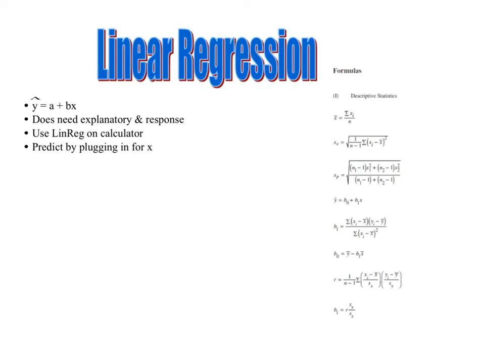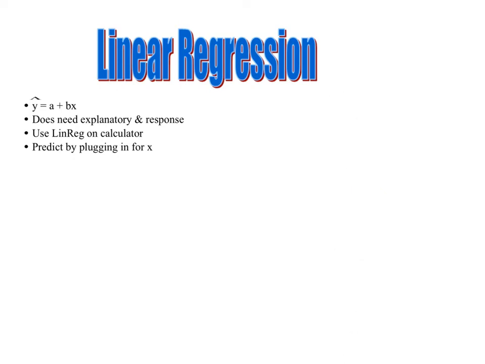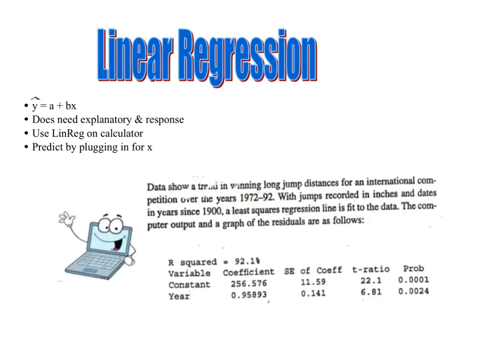Let me also talk about computer output that we have done with this. If you recall our Minitab output, this is an older problem, obviously. This had to do with long jump distances for international competitions, winning times, and least squares regression line. It will give you R squared, so you could absolutely calculate R by taking the square root of 0.921, but this means that 92.1% of variation in the distance can be explained by variation in year.